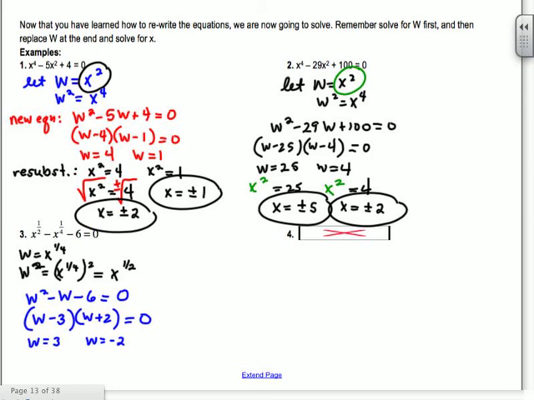Yep, we want x equals in the end, so what do I do now? You plug it in for x to the 1/4. Yeah, x to the 1/4 was what w was, so x to the 1/4 equals 3, x to the 1/4 equals negative 2.